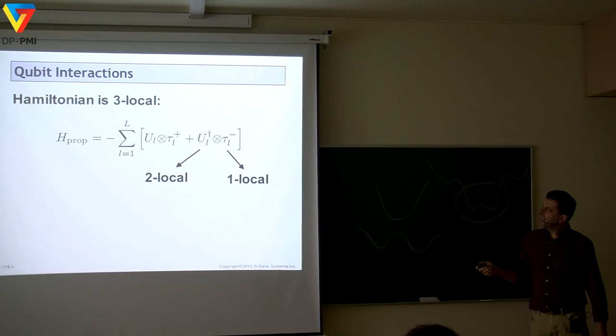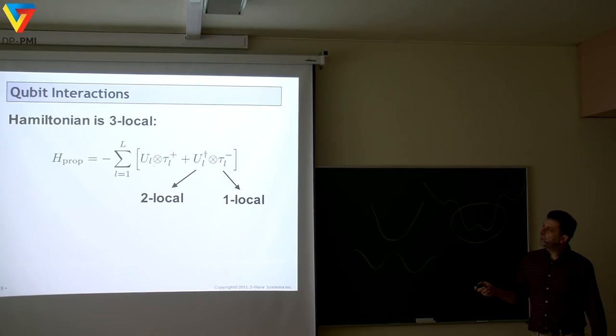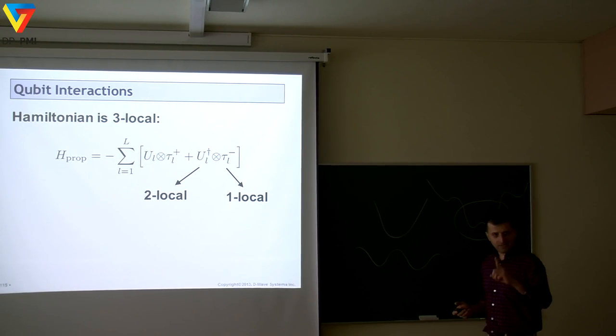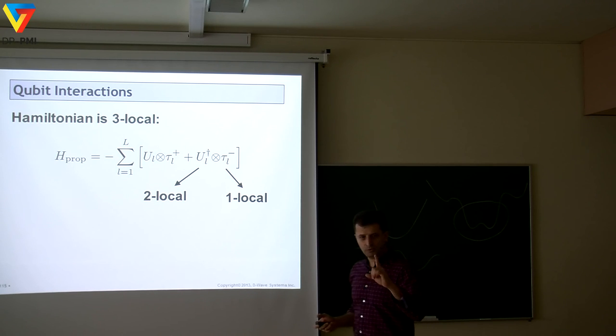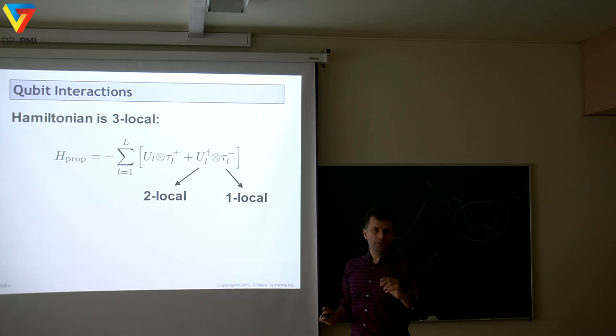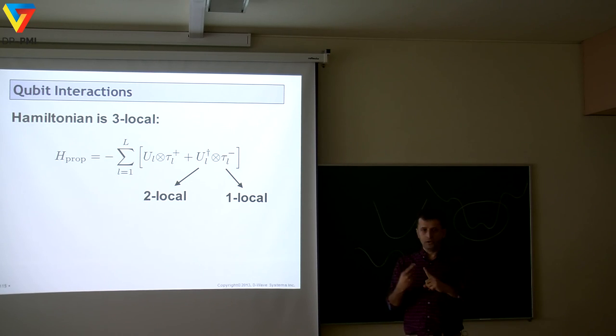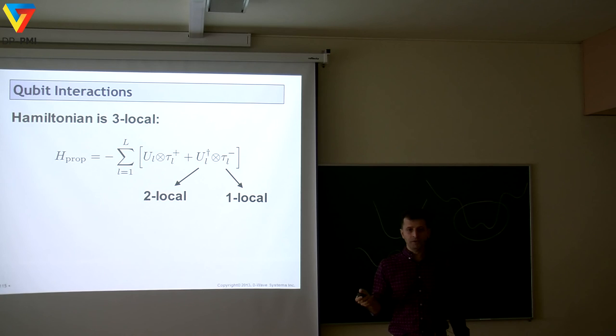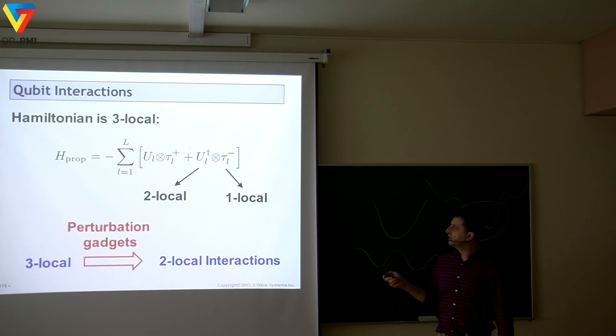You see, these U's are gates in the gate model, and they could be one-qubit or two-qubit gates. So they are either one-local or two-local operators, applied to two qubits or one qubit. And this tau only applies to one qubit, so in total you get a 3-local Hamiltonian.